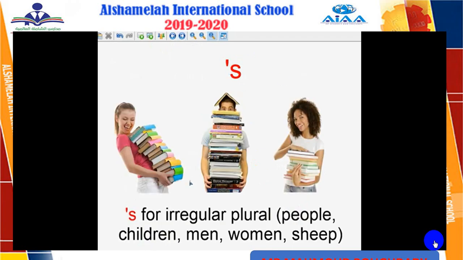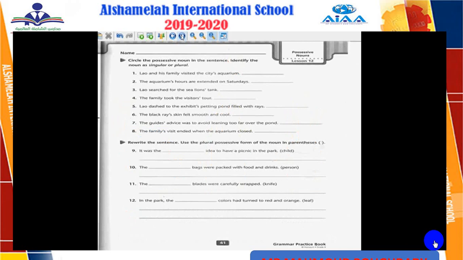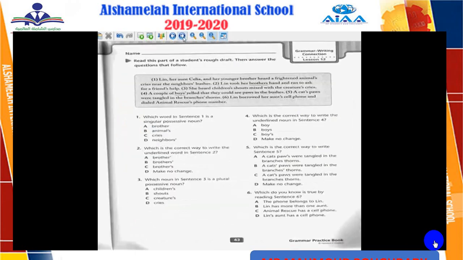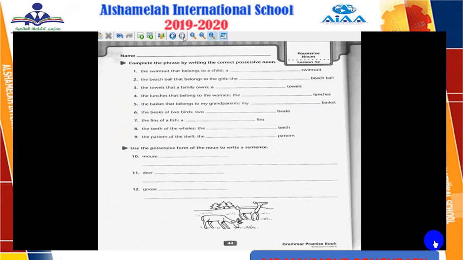There's our rule. Apostrophe S for irregular plurals. Words like people, children, men, women, and sheep. And we studied this in quarter 2. If you want some more study of that, pages 41, 42, 43, and 44 of your grammar practice books would be the place to go.